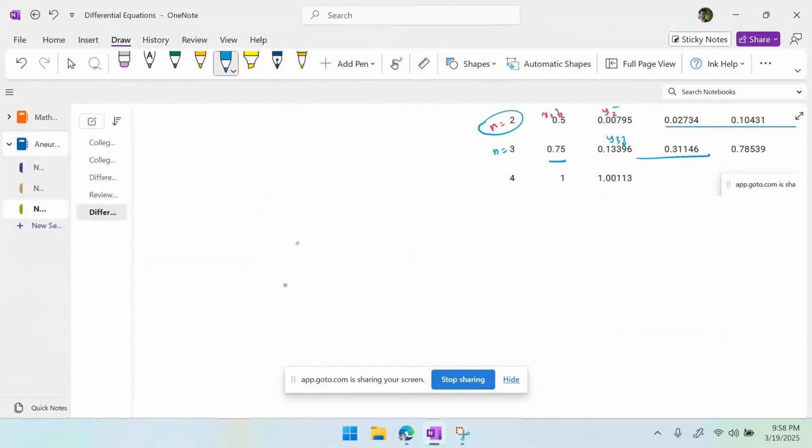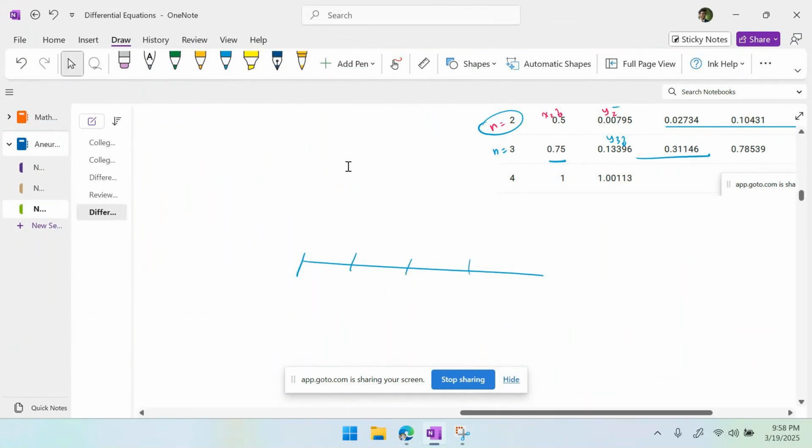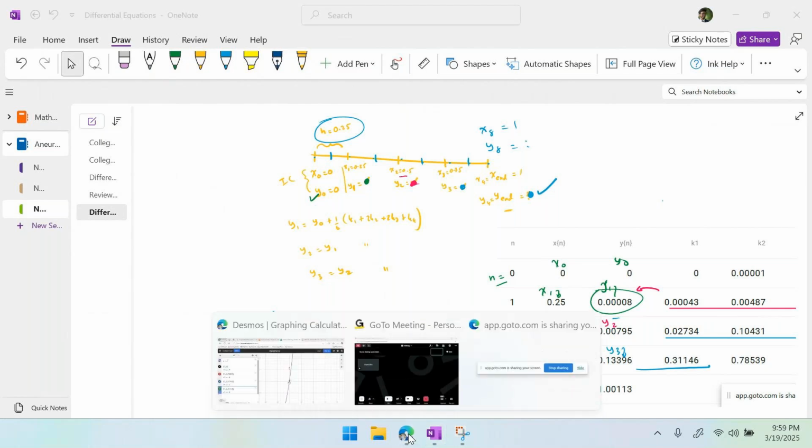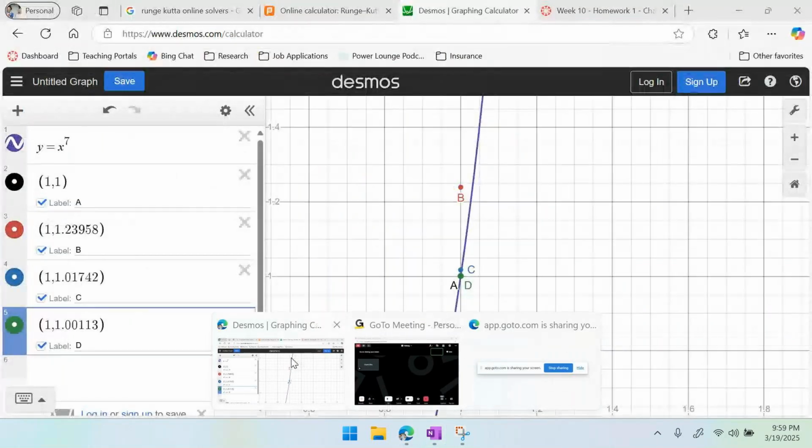If you want to make it more precise, in the previous case the value of h is 0.25, so let's divide that by 2, you get 0.125. Then you have x0, 1, 2, 3, 4, 5, 6, 7, 8 values. x8 will give you 1, and y8 should give you the numerical answer at x equals 1. So let's see what that is.